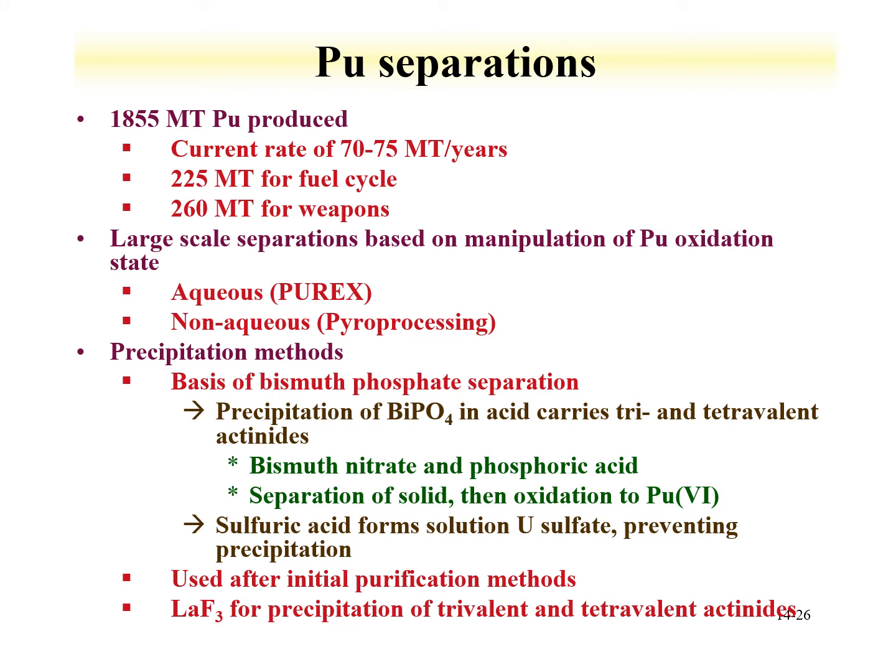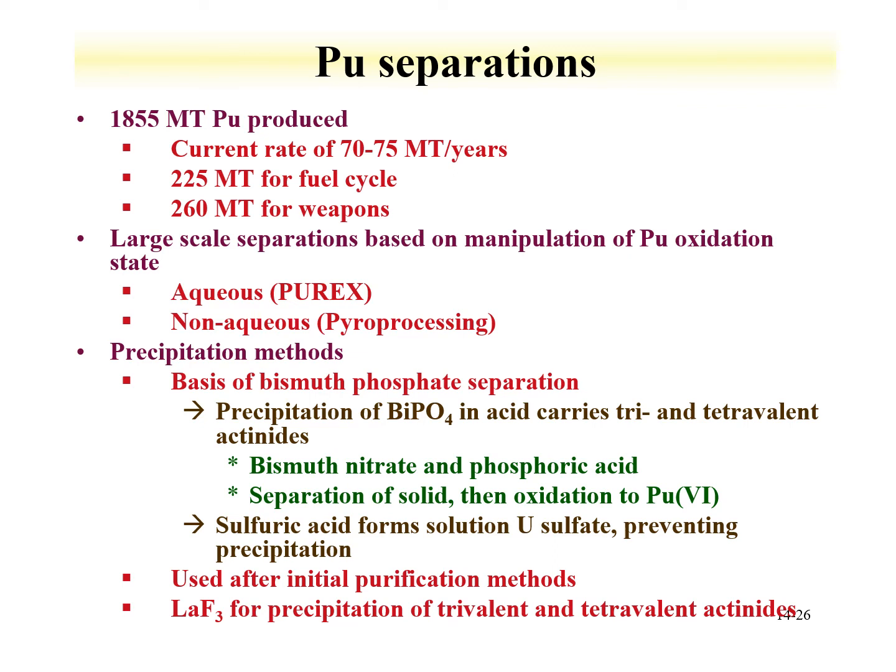The plutonium chemistry we just described is useful for separations of plutonium. Here's some data on plutonium separations. About 2,000 metric tons of plutonium has been produced. The production rate is shown here, between 70 and 75 metric tons per year. Large-scale separation of plutonium is primarily based upon the PUREX process, which we've discussed and will be presented in more detail in other courses in the summer school. There are also some non-aqueous pyroprocessing methods, which are responsible for the formation of solid phase plutonium species through electrochemical reduction.